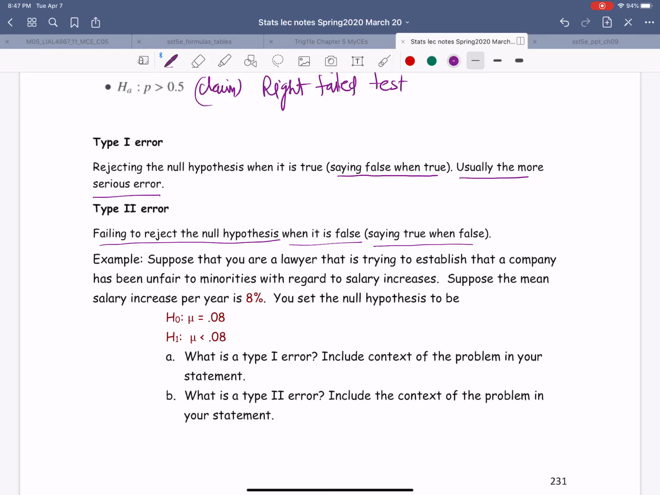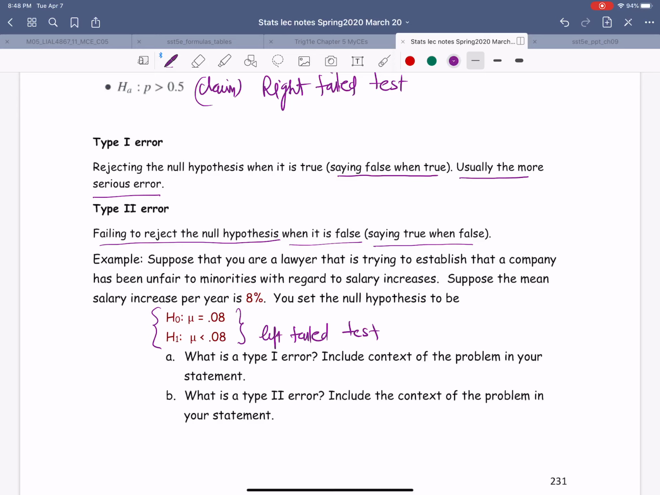Suppose that you are a lawyer that is trying to establish that a company has been unfair to minorities with regard to salary increases. Suppose the mean salary increase per year is 8%. You set the null hypothesis. So here's your null and alternative hypothesis. One thing, it's not a part of this question, but we can see that it is going to be a left-tailed test. What is a type 1 error here?